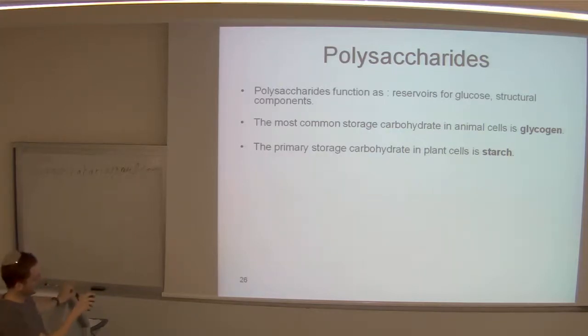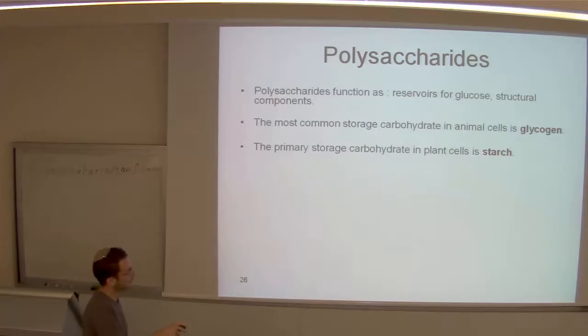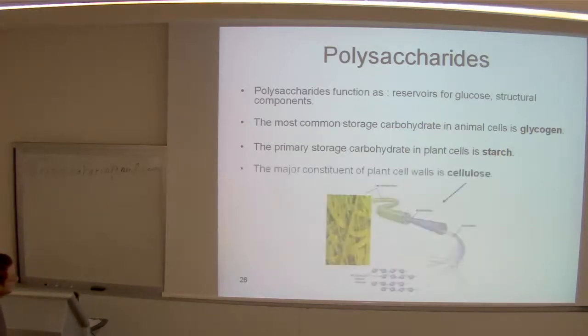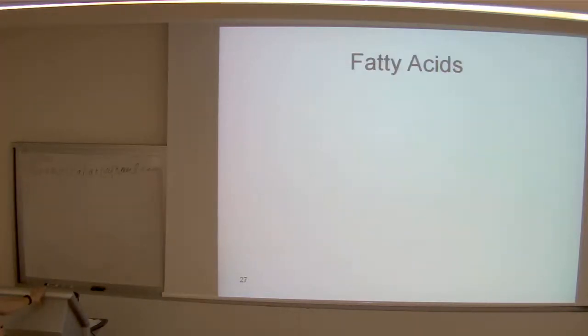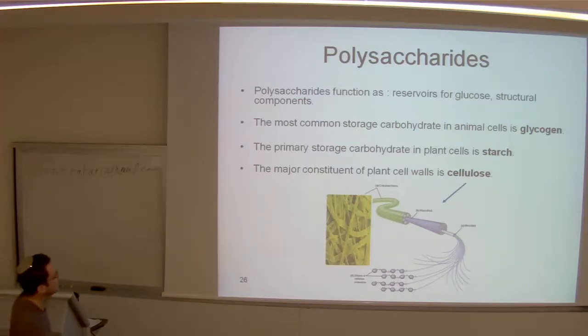And the primary storage carbohydrate in plants is starch, which is the plant equivalent of glycogen. This is the main storage for the plant sugars. Another example that fits more the structural role is cellulose, which is found in plant cell walls, which are very flexible and yet very strong structures, and it is all thanks to cellulose. And that's what about the saccharide.